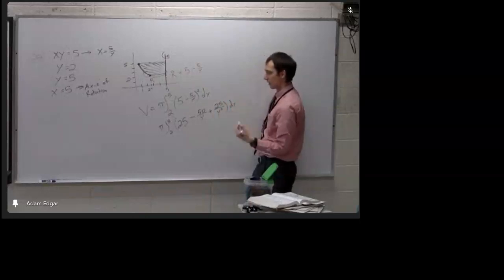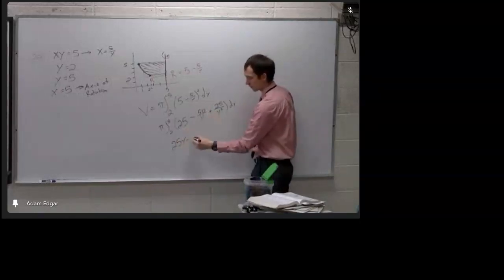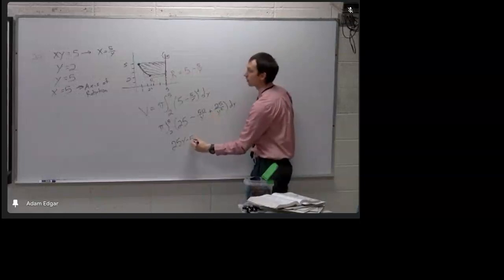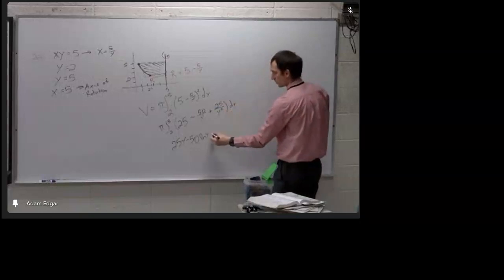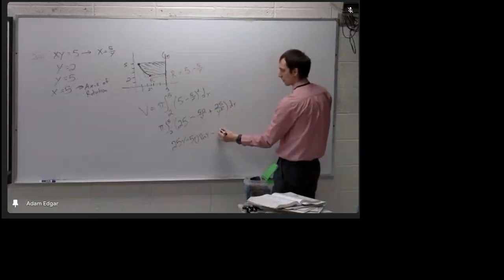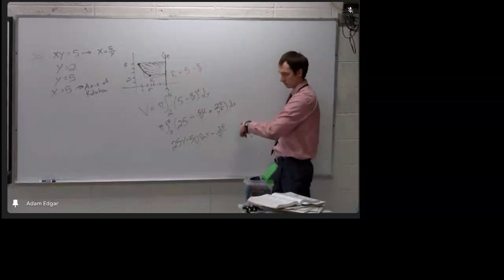And then when you integrate, that one's easy. 25y. This one becomes 50 ln of y. And then this one becomes 25y to the negative first, or 25 over y. And because it's y to the negative first, when you divide by the new exponent, this becomes a minus.